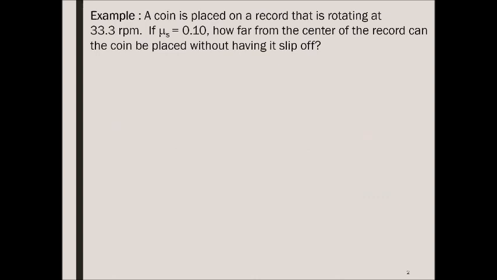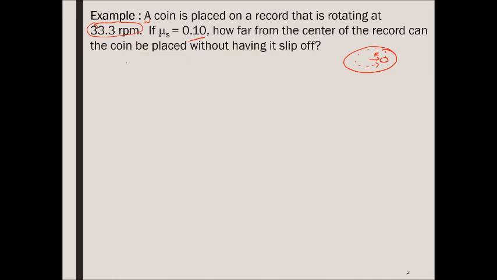So here we have an example problem where we have a coin on a record. That coin is sitting somewhere on the record, and we want to figure out at what distance r we can place that coin so it doesn't fall off as it goes around. We know that the velocity is 33.3 RPM, so that's omega, but we're going to need to at some point convert that to radians per second, and we know the coefficient of friction. 0.1 is not very much, it's going to be pretty slippery, so it's not going to take all that much force to get this thing to fall off.